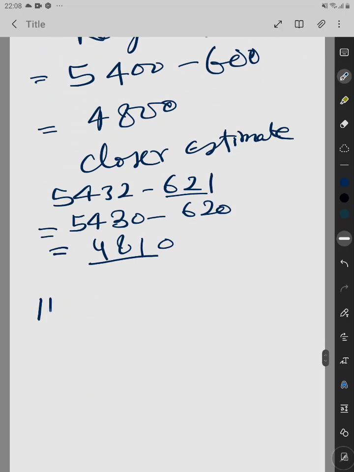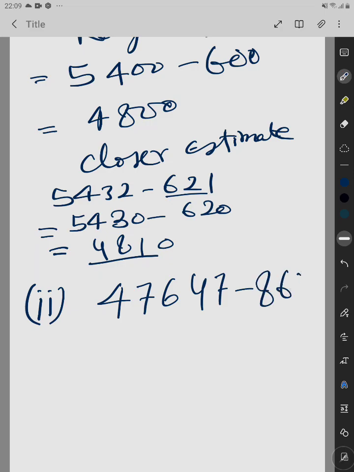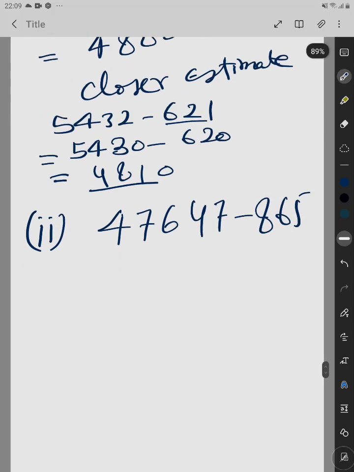So now take some other example. We'll take a subtraction example, and anything can be taken. Let's take a 5-digit number, 47647, minus a 3-digit number, 865. Any number you can take. So now calculate the rough estimate.